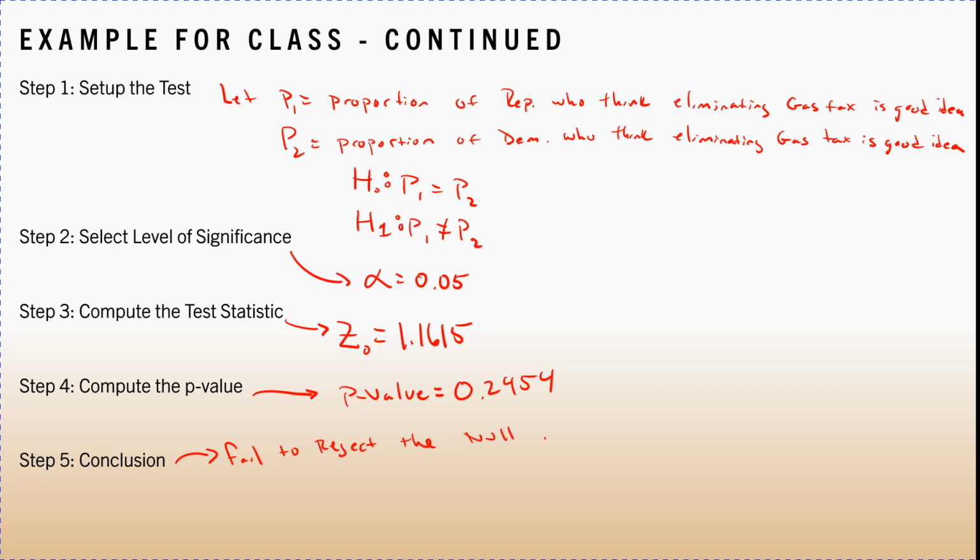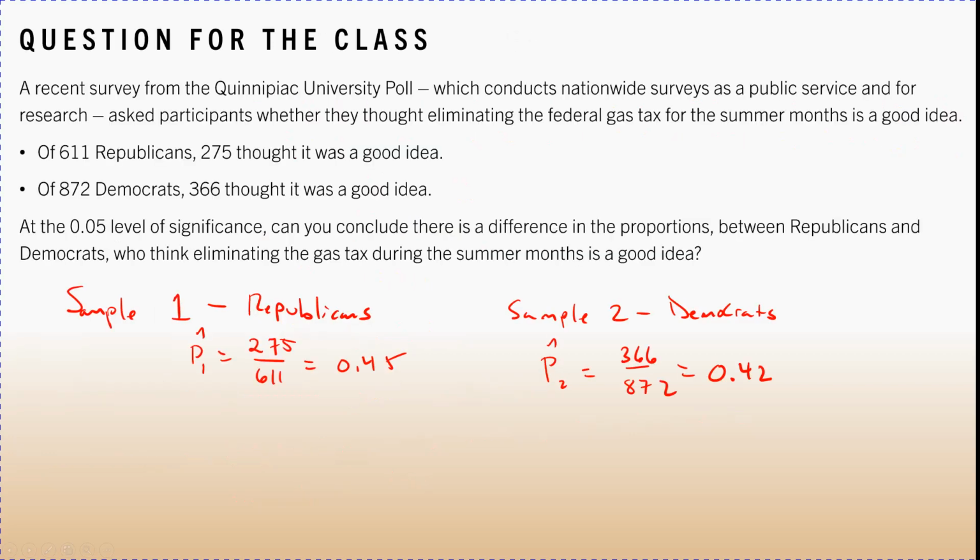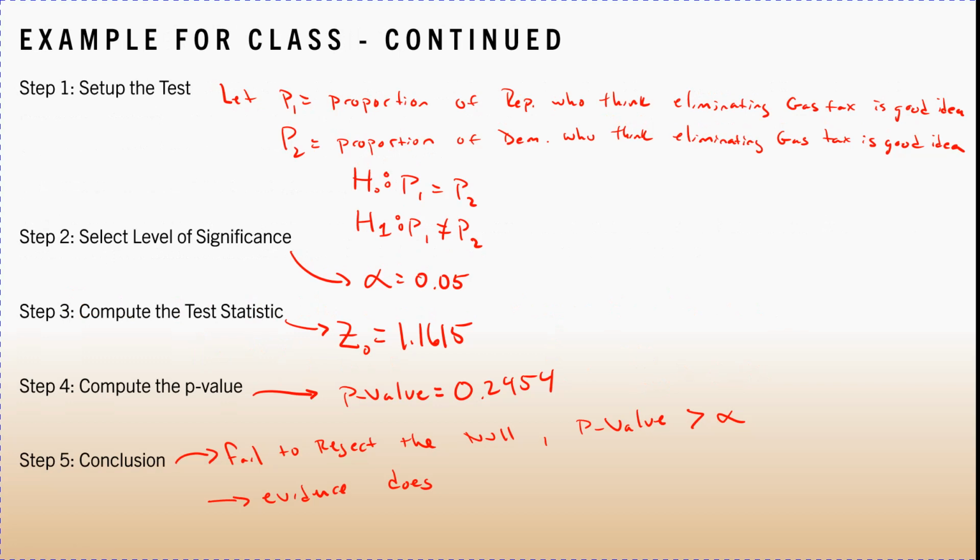Right, this is because the p-value is greater than the level of significance. So look, you know, even though everything is political, what we're saying is the evidence does not suggest it. So even though the p-hats were different by 3 percentage points, it wasn't enough. It does not suggest there's a difference in the proportions.